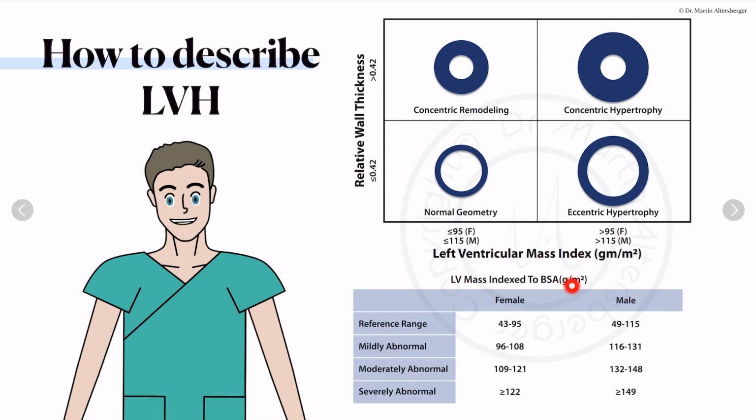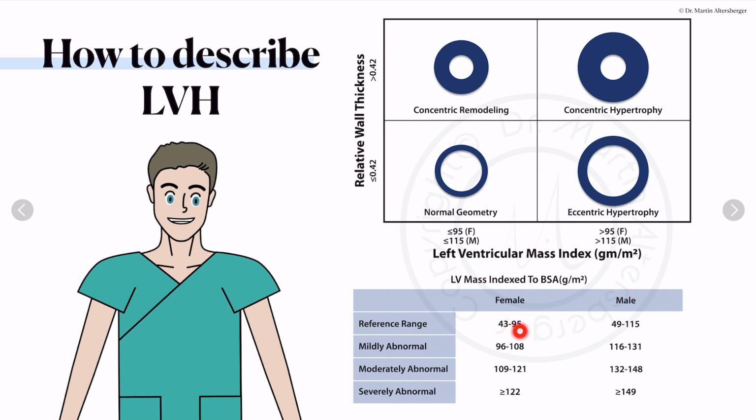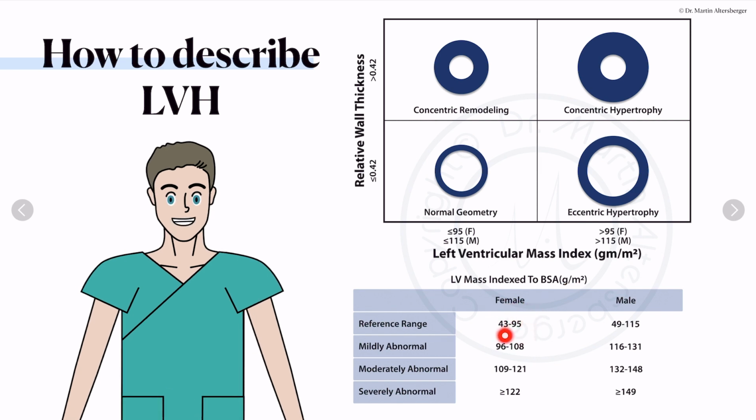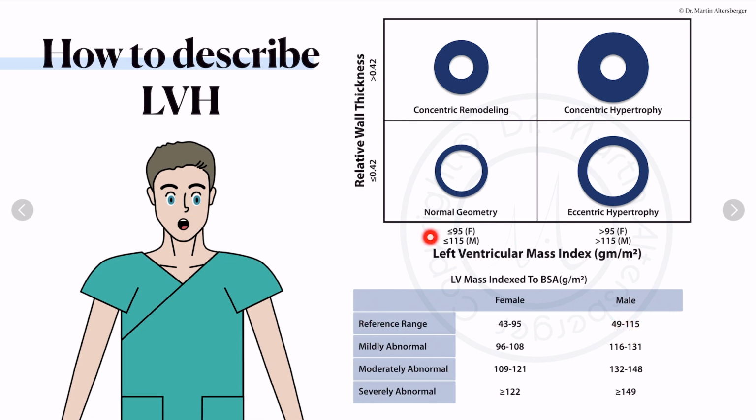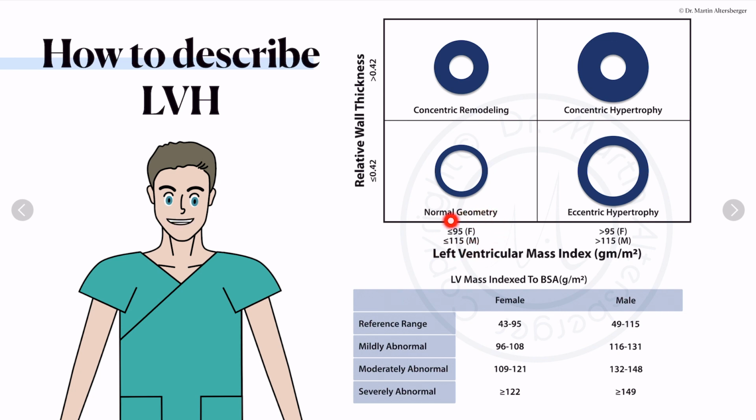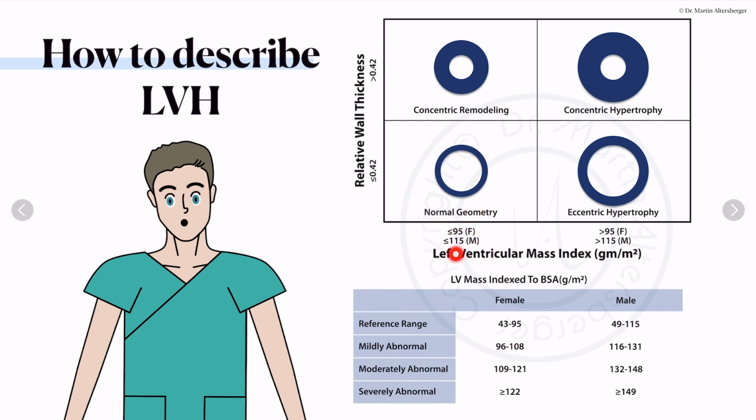to first index to body surface area, so gram per square meter, where we have the reference range for females, it's below 95 gram per square meter, so 43 to 95, and for males it's 49 to 115 gram per square meter. And when it's below, we have a normal left ventricular mass index, as seen over here.